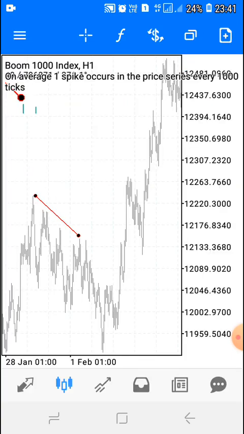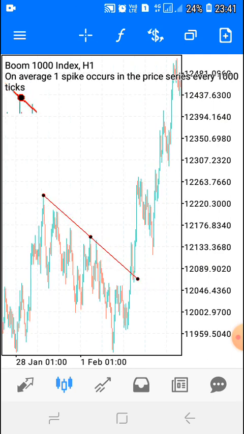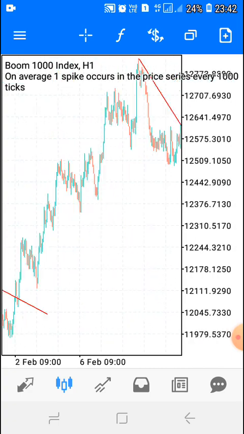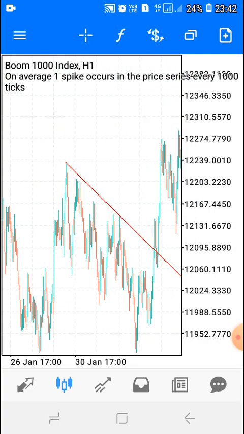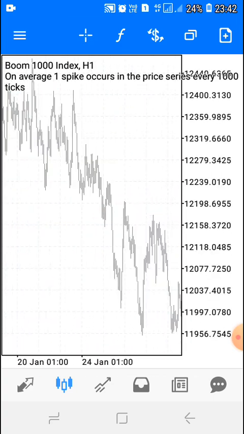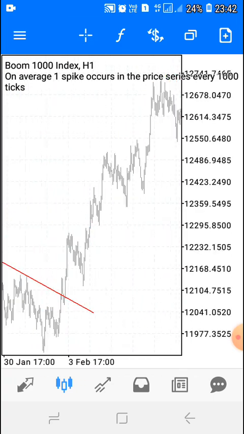And why am I saying this? Because when we draw trend lines like this, we can see that Boom 1000 has been trending in an upward direction for the past few days. Check this out. Look at this. We can see that Boom 1000 has been trending upwards for the past few days. So when did it start? On the 28th of the first month, it started to trend upwards.